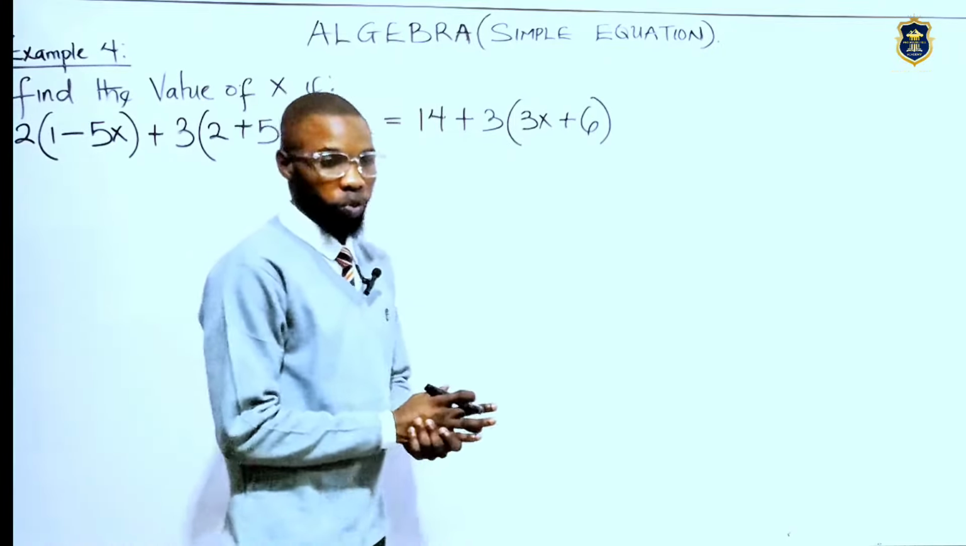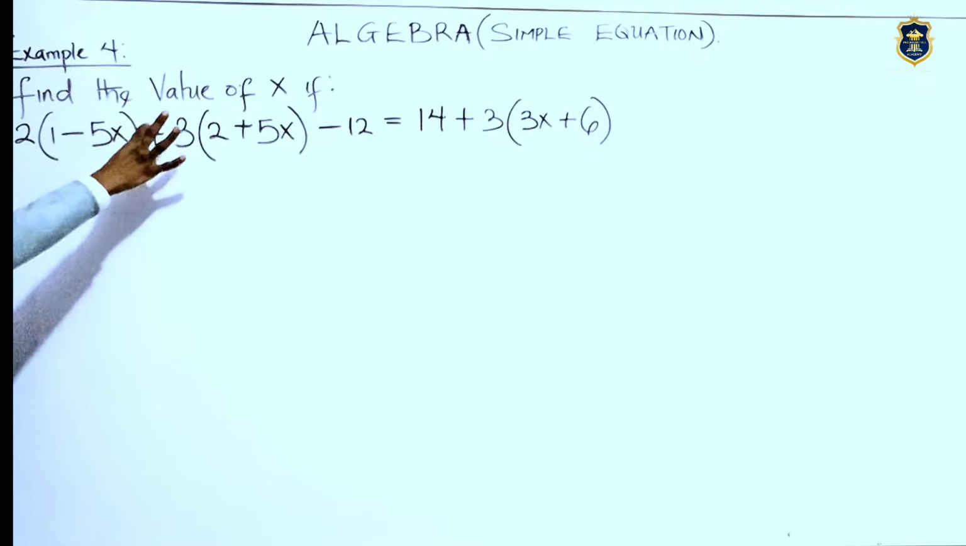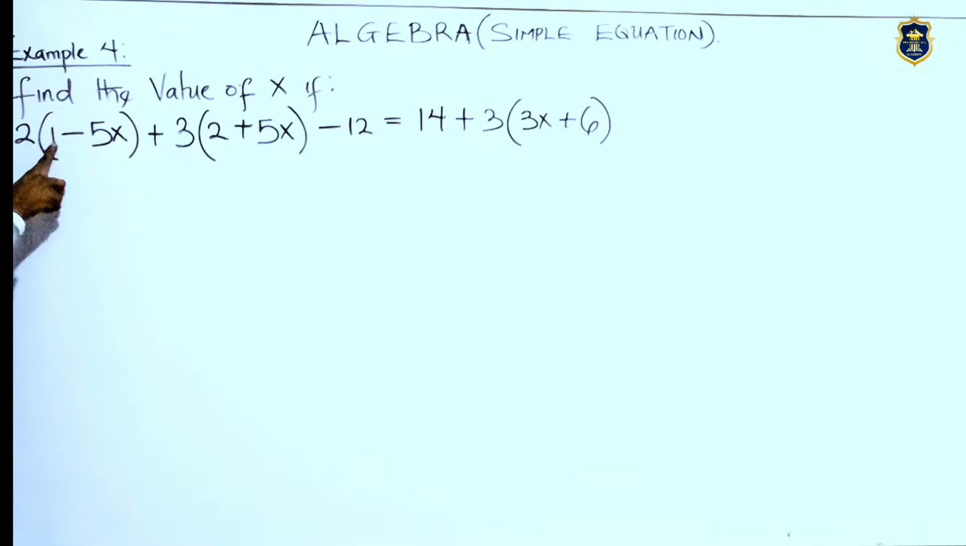Now this is simply factorization involving quadratic equations. So we're trying to open the brackets here with the 2 we have here. When we have a number outside and a bracket inside, it means that the number will multiply whatever is inside. That's what it simply means.